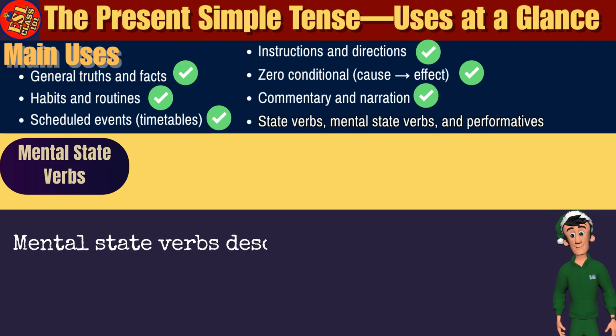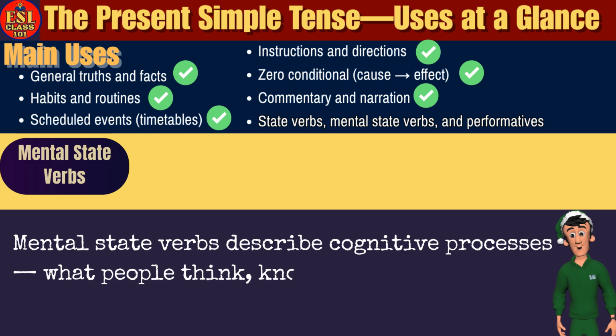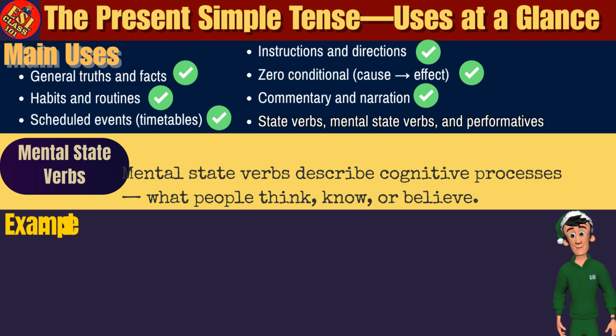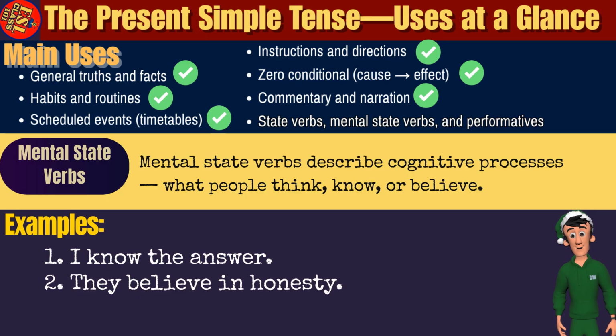Mental state verbs describe cognitive processes, what people think, know, or believe. Examples: I know the answer. They believe in honesty. I doubt the story is true.